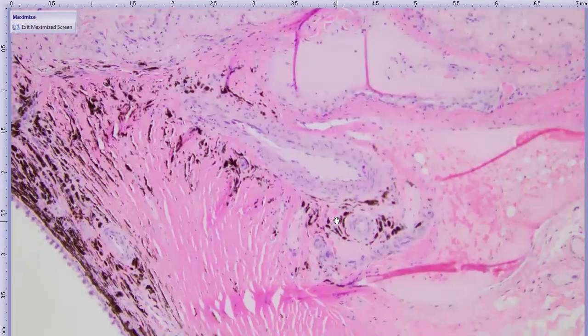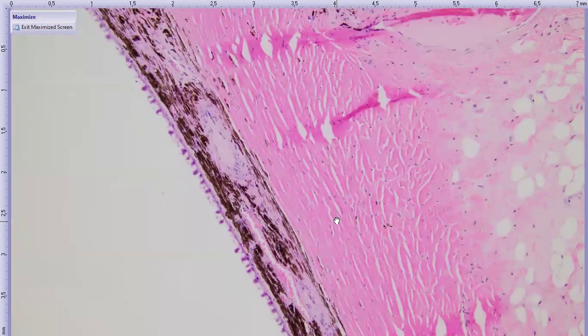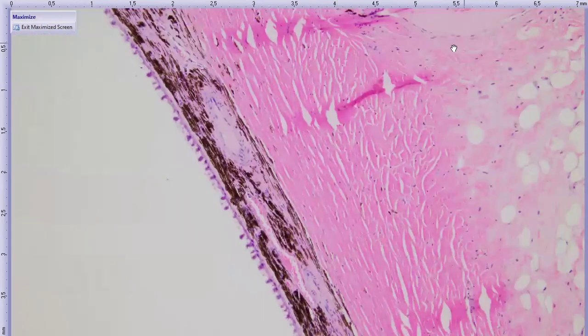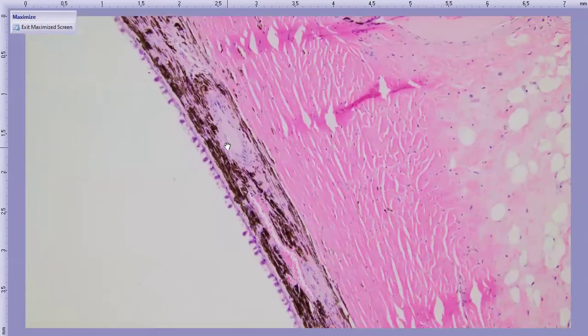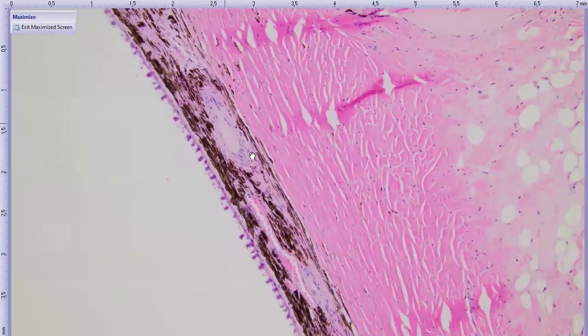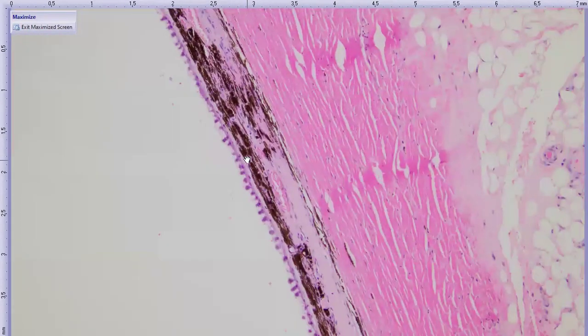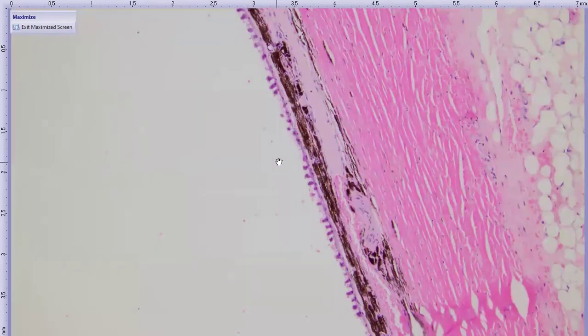And then just looking at our vessels. In the majority of our choroidal peripapillary vessels, most of them are just filled with this kind of proteinaceous, homogeneous material. In some areas, there are some settled erythrocytes as well.